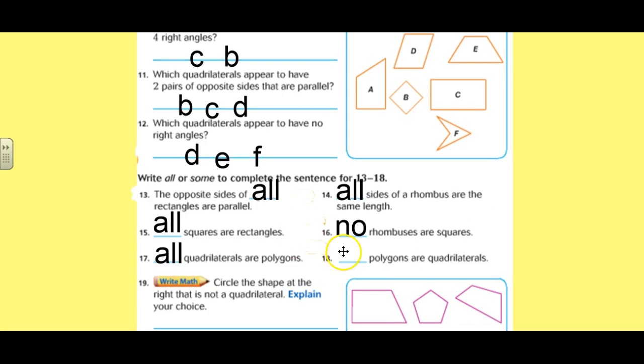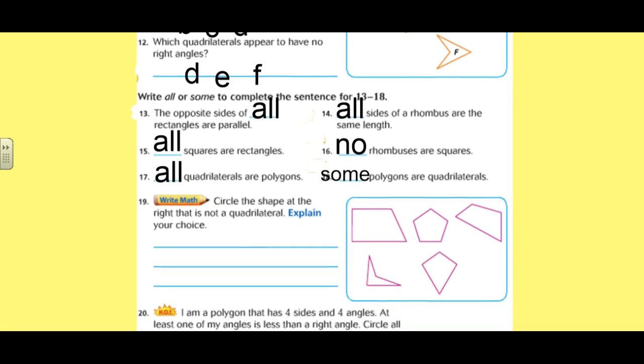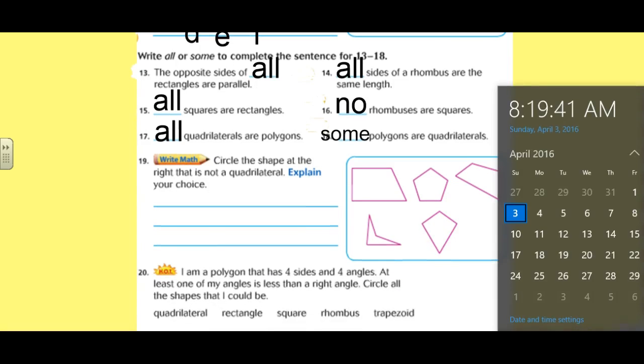polygons are quadrilaterals, and we're just going to put some polygons are quadrilaterals because polygons can have 3 sides, 4 sides, 5 sides, 6 sides, 7 sides, 8 sides, 9 sides, and so on. So only some polygons are quadrilaterals, and those are only the ones that have 4 sides. Okay, we're almost done with this page.